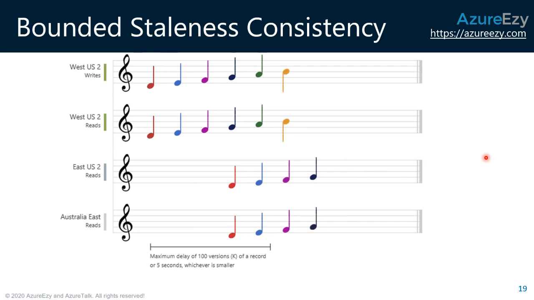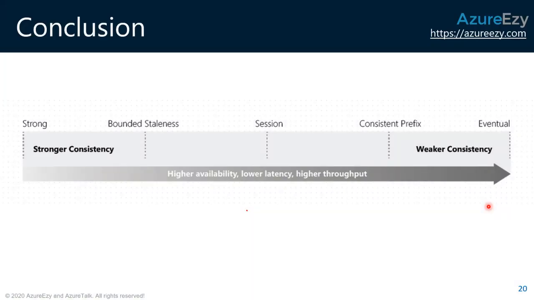So in summary, the data is consistent beyond the user defined time or operations threshold. The performance of bounded staleness is better than the strong consistency. However, the availability is still low due to inherent lag for the replication that we put there. Okay, all right, so let me go to another slide and conclude this.